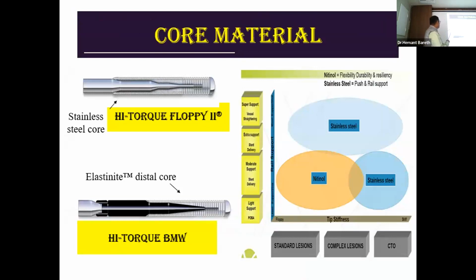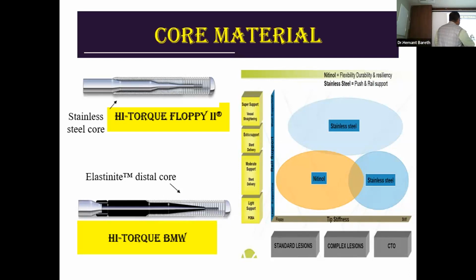So core material, as I gave you some example, stainless steel core is one type of core, and an elastic core, which is generally a kind of nitinol. So a nitinol kind of core. So BMW has a nitinol core, which is not stainless steel. So that is why it gives you enough support, but not too much support. It can bend. You can always make the bend, and that is because of the nitinol core. Otherwise, it will be difficult to make a nice bend.